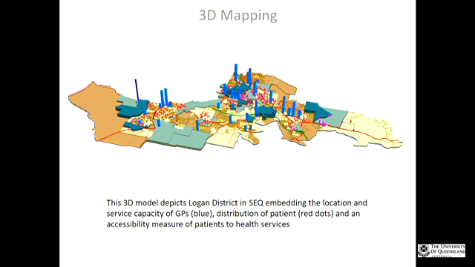The second thing it can do, as I alluded to just then, is show multiple sets of data in an interesting way. This is an example of the capacity of GPs in Logan, I think, and this is the capacity of GPs, which is the blue. So that's service capacity, and then the red dots are the distribution of patients. So we've basically shown in a 3D image the capacity of the GPs, and the red dots are really the demand for that capacity. Again, we can use a 3D representation of the Earth's surface to depict multiple themes, essentially. So it can be a really useful way of doing that.